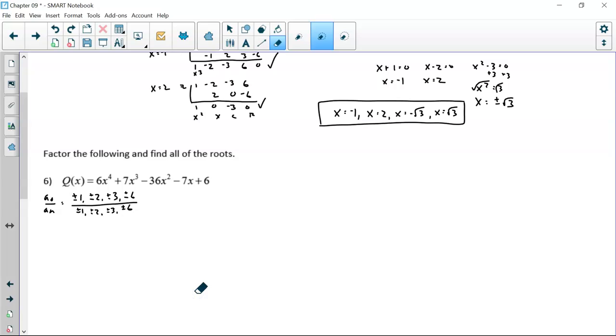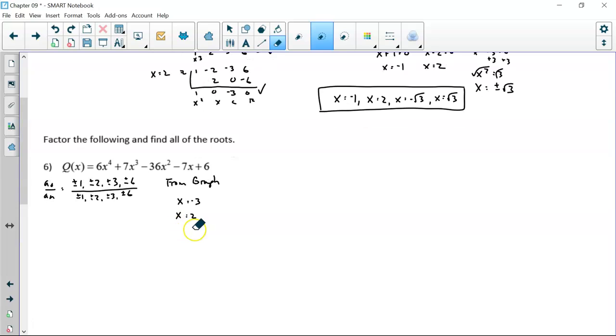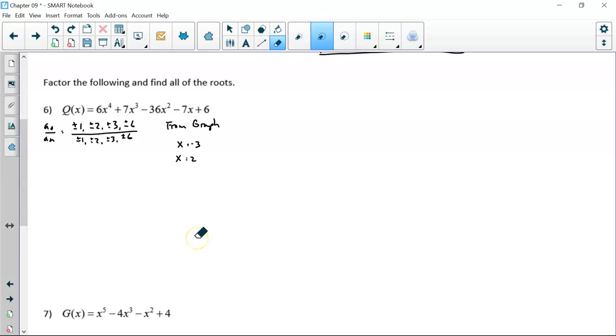So now, instead of going through and guessing and checking a bunch, I'm going to use the graph. So pause for a moment and graph this. Now, from the graph, I can see two x-intercepts. I can see that x equals negative 3, and x equals 2 are two solutions. Now, it doesn't matter which one you use first. I'm going to use the negative 3 first just because I feel like it.